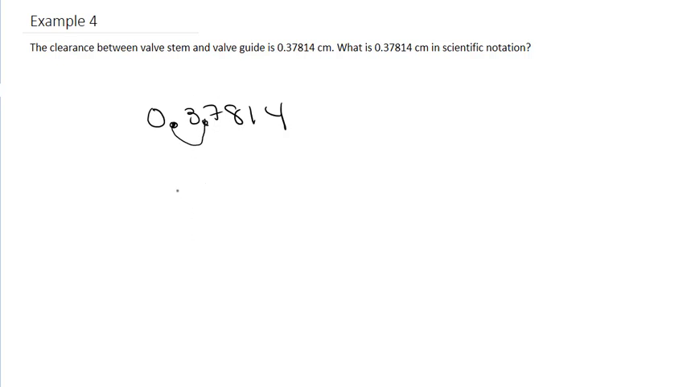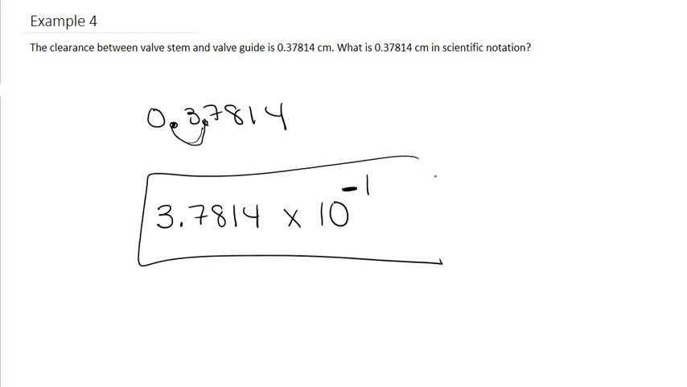So our new number then becomes 3.7814. Now we kept more numbers because these aren't zeros, so we can't disregard them. So we actually have to write all of this out. So we have 3.7814 and then times 10, and we moved over to the right. So that means we're going to have a negative exponent, and we just moved over once. So this would be our number in scientific notation.